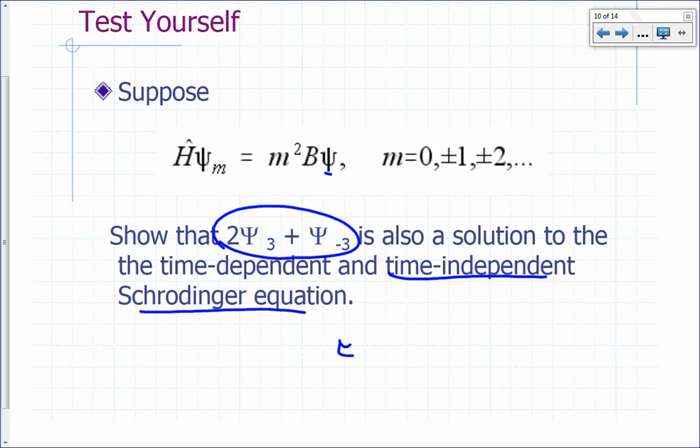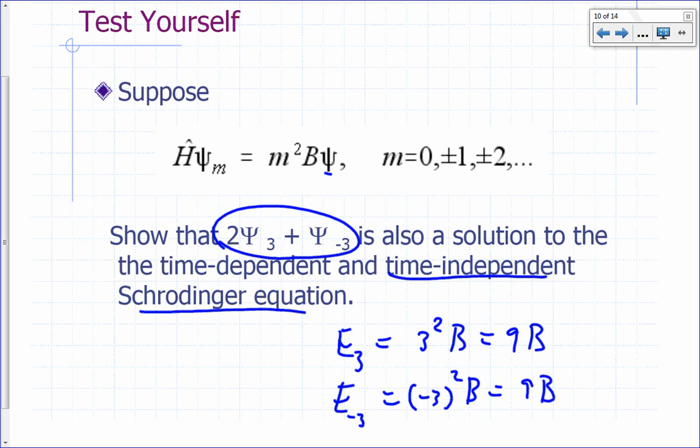What is E3? That's 3 squared b, which is 9b, right? What is E for psi negative 3? It's still negative 3 squared b, so that's 9b. So psi 3 and psi negative 3 are degenerate states. So a linear combination of degenerate states will still be a stationary state. A linear combination of degenerate stationary states is also a stationary state.